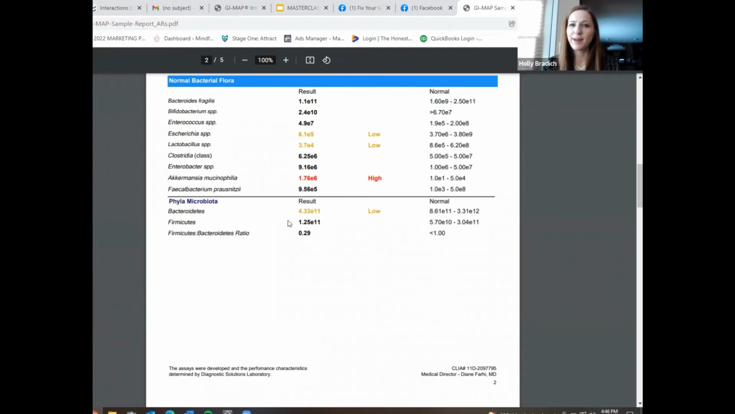let me just take a look here. I'm looking at the numbers. So slightly higher bacteroides than firmicutes. So we're more likely to have IBD rather than obesity.